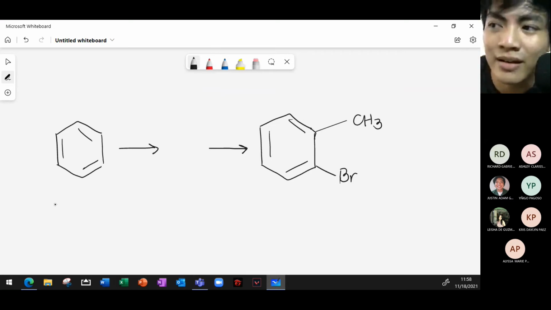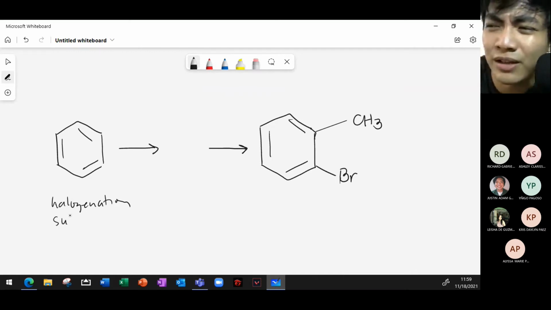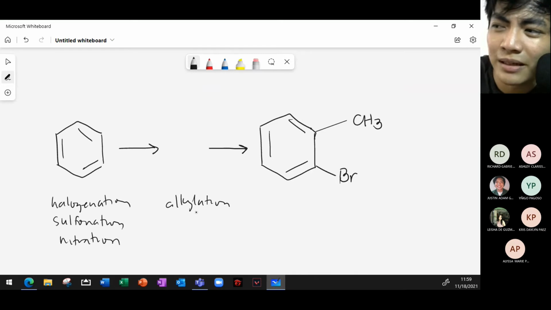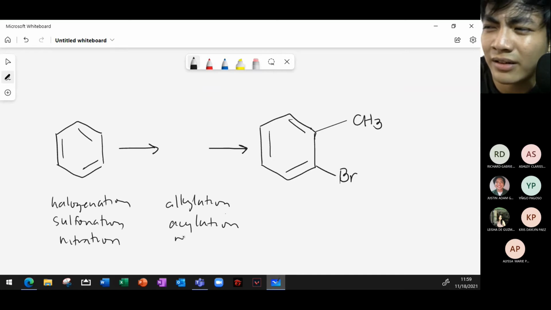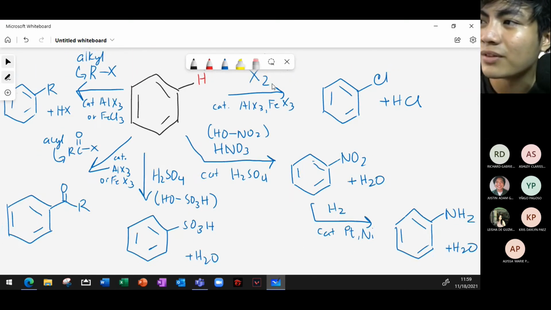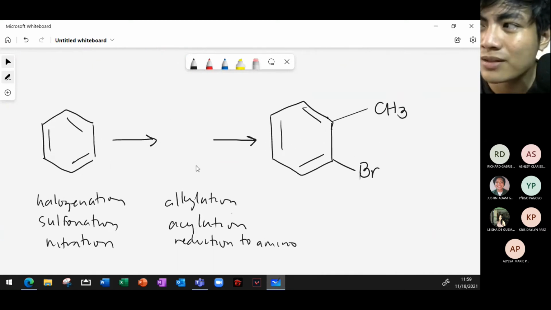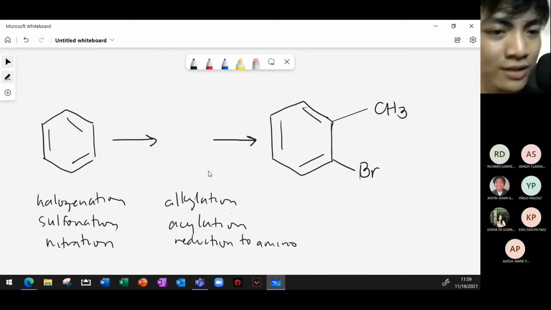Ang choices natin, halogenation, sulfonation, nitration, alkylation, acylation, reduction to amine. Anim lang ba? Anim lang, no? So, 1, 2, 3, 4, 5, 6, 7. So, anim lang yung ating pwede gawin. So, ano yung mga pwede natin gawin in order to produce this product?